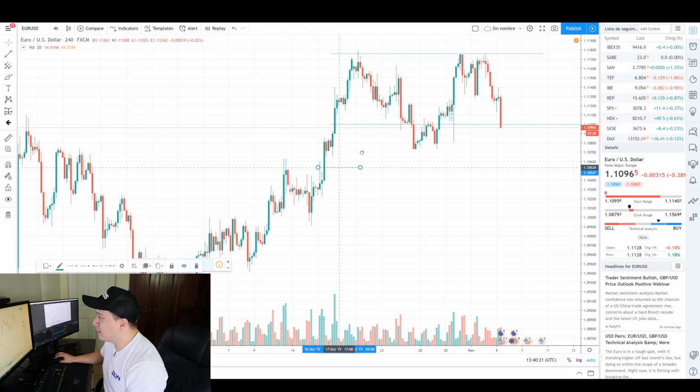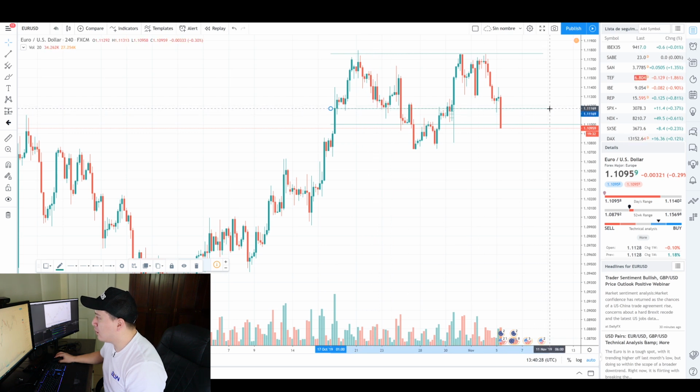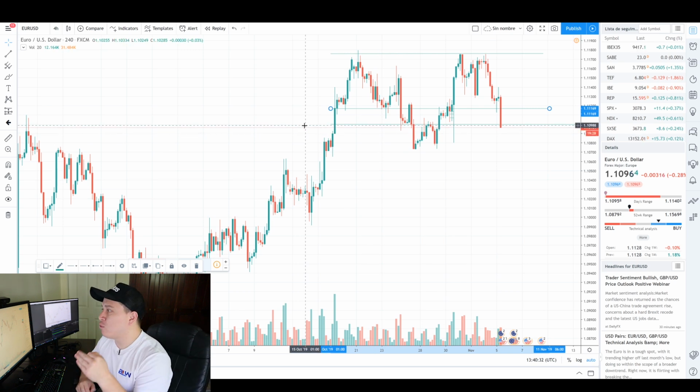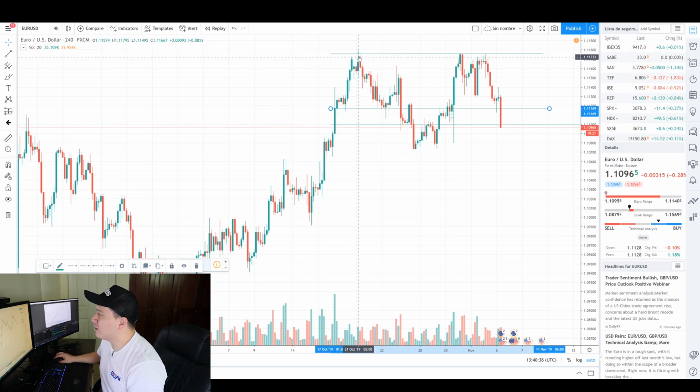Right now, I'm actually getting the lines that I had drawn already. There you go. Here we have another one. And what you got to make sure is that the support or resistance has been respected 3 times or more. For example, the resistance line in here, it was respected right here, then here, and then here.